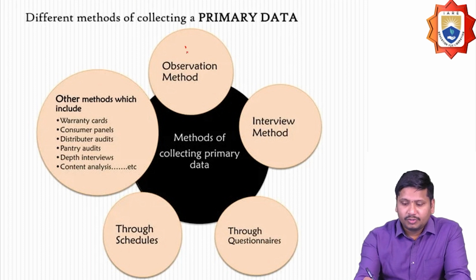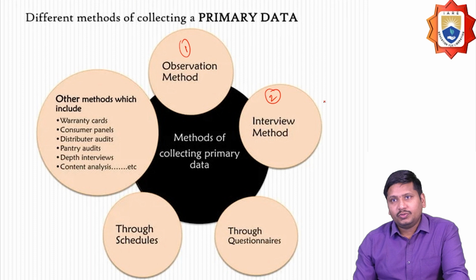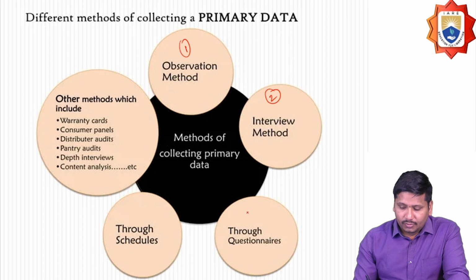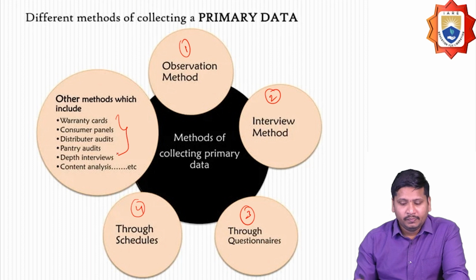Methods like the observation method: we extract the data by observing experiments. Then interview methods: by conducting interviews, we can extract the data from person to person. The third is through questionnaires, and schedules also extract data. Some other methods are warranty cards, consumer panels, distributor audits, pantry audits, depth interviews and content analysis. Let's see them one by one.